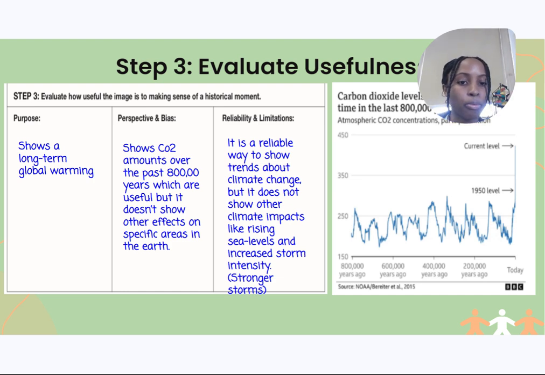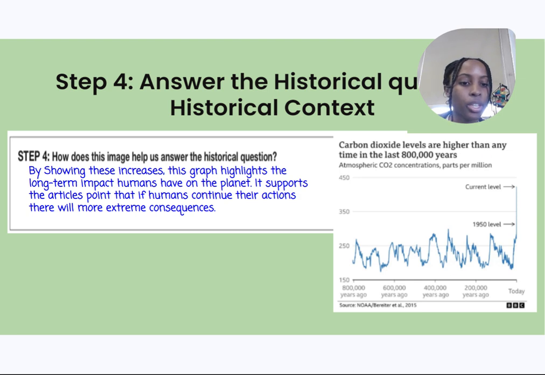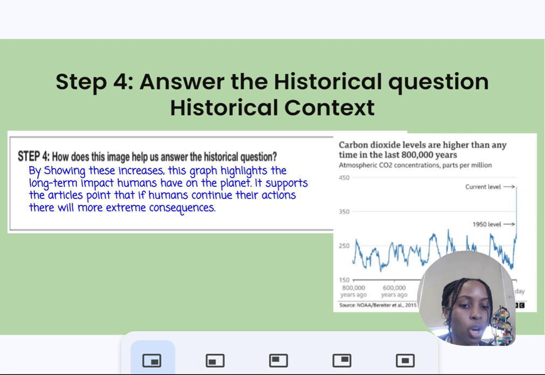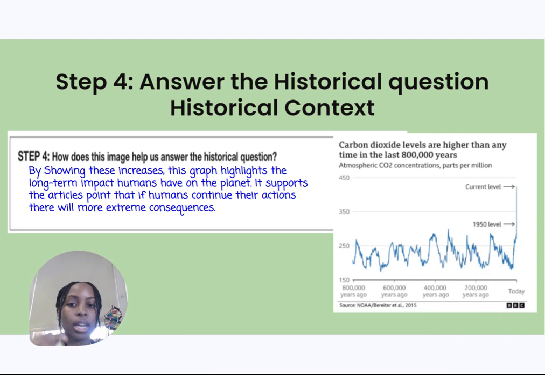Then for step four, you're going to think about the historical context of it all. By that, we're talking about connecting it to our civics issue. So think about the big questions. By showing the steady increase of temperature, this highlights that in the long term, what we do as humans affects the planet. We can use this as evidence to say we need to start more recycling programs. We need to be stricter about getting more wind energy and solar energy, because without it, we're going to have extreme consequences.